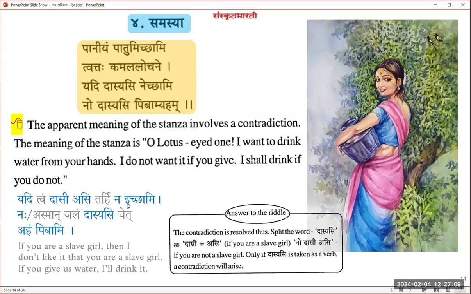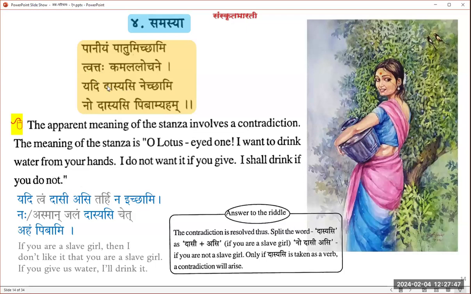Now I have an alternate proposal, because we have our own ability to adapt it to modern times, still tracking Samskritam. So I took it this way. Yadi tvam dasi asi tarhi na ichami. Okay. So I can go yadi. So in the first part I have no contradiction. There is no contradiction in the first half. What I took it as, tvam dasi asi iti aham na ichami. I do not like the fact that you are a dasi. That way you can take it, right?